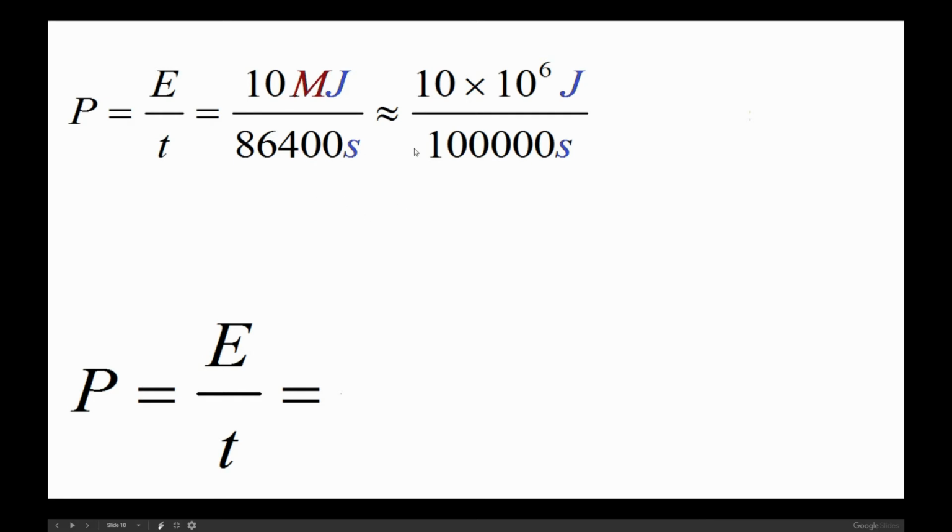I rounded 86,400 seconds to 100,000. People are like, oh, you can't do that. Well, I just did. So what does this come out to? This comes out to about 100 joules a second, which is 100 watts. So you are, in fact, as bright as a 100-watt light bulb.